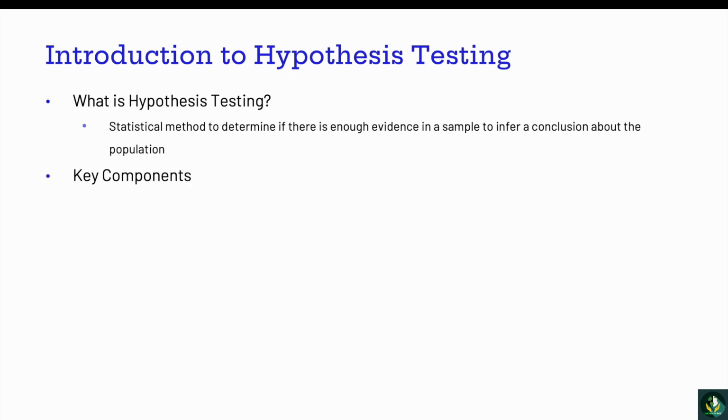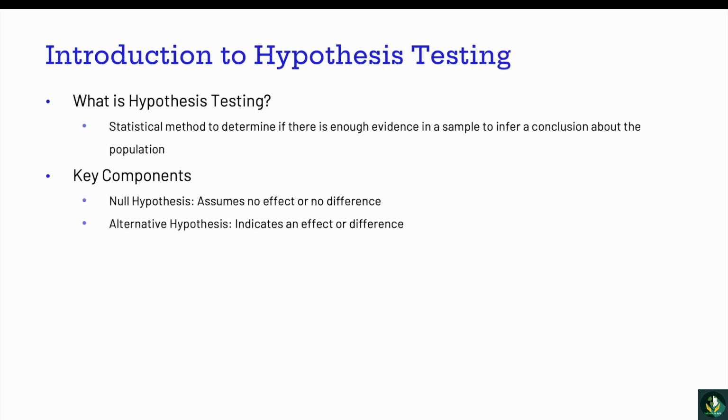Some of the key components include null hypothesis, which assumes no effect or no difference, which is also represented as H0. Examples can be the mean test score of two groups is the same. Next, we have alternative hypothesis, which is represented as HA, which indicates an effect or difference. Example is the mean test score of two groups is different.